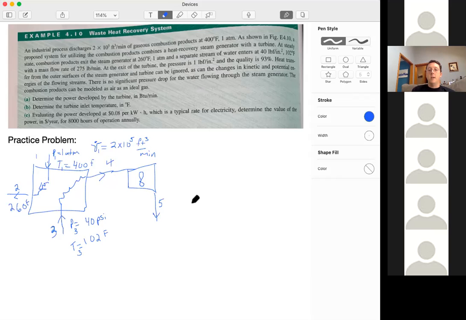We don't know anything about the middle state, but we know when it leaves the turbine here, the pressure at state 5 is 1 psi. And we know the quality at 5 is 93, so 0.93. The other number they give me is the mass flow rate here, m dot 3 equals 275 pounds per minute.